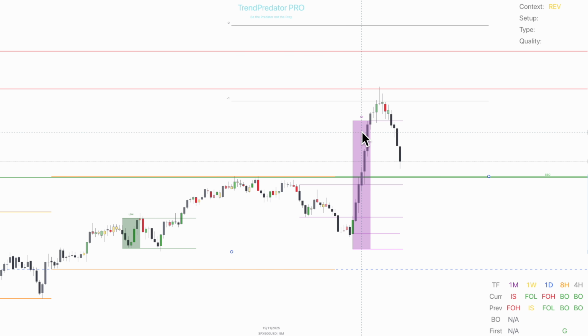So your parabolic pressure is this here. This is the parabolic move, and here the fuel of the parabolic move is gone. So why would it go further? It can, but then you need a parabolic situation on the higher time frame. One last reason, it was pretty obvious.